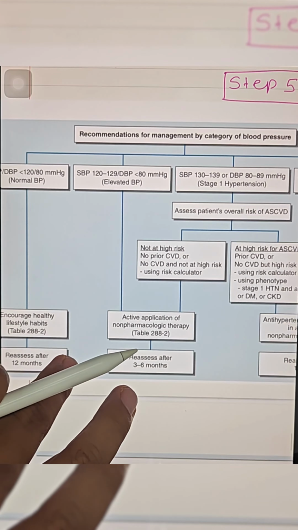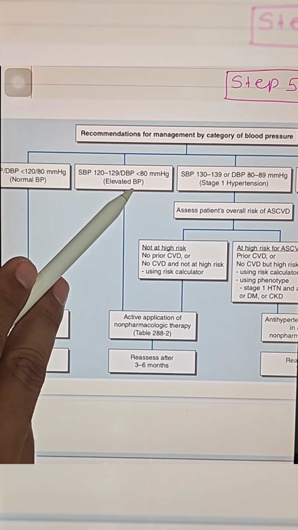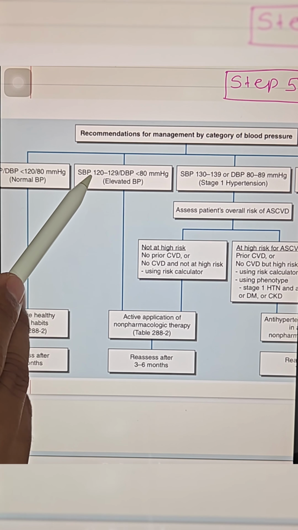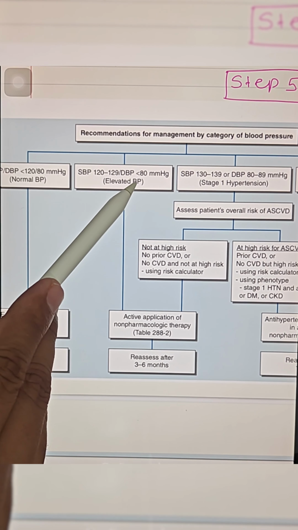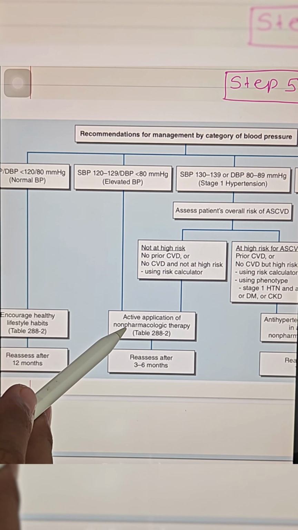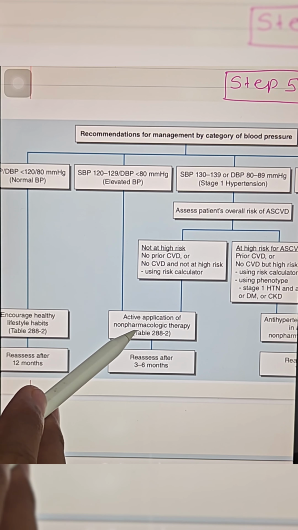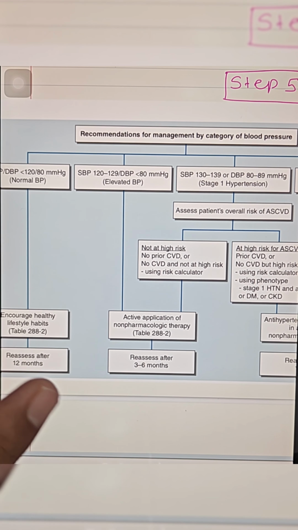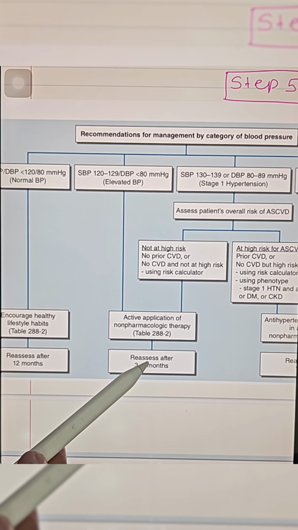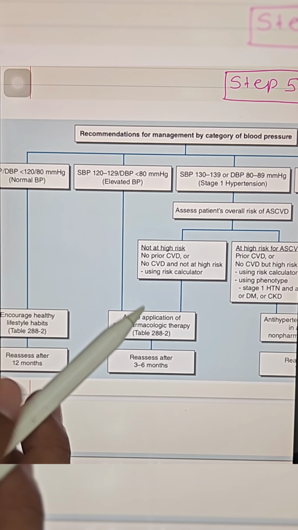Okay. Second is if your BP is in the elevated BP range, that is systolic BP is 120 to 129 and diastolic less than 80, then you have to follow actively this non-pharmacological therapy such as lifestyle modification. You have to follow actively and reassess your blood pressure in 3 to 6 months.